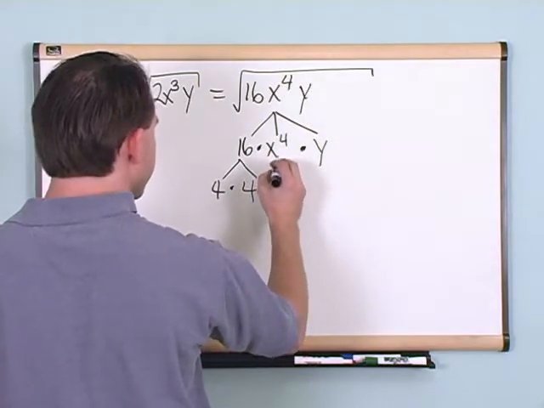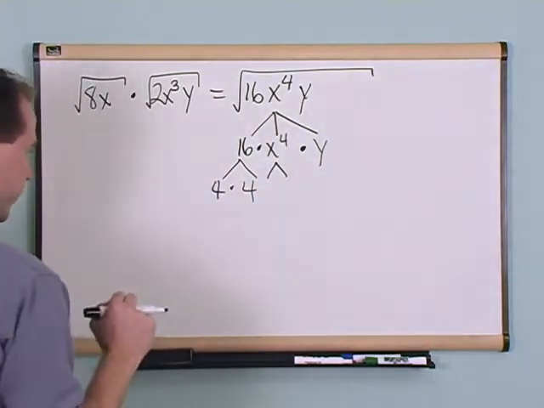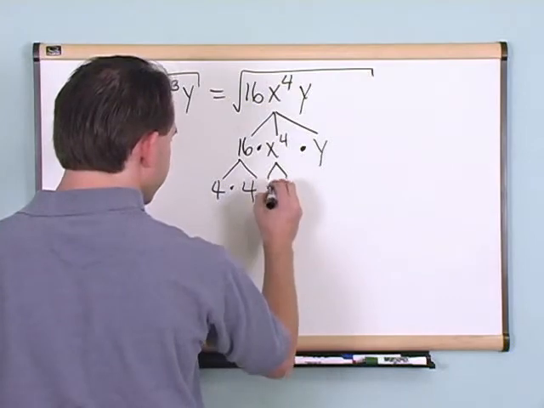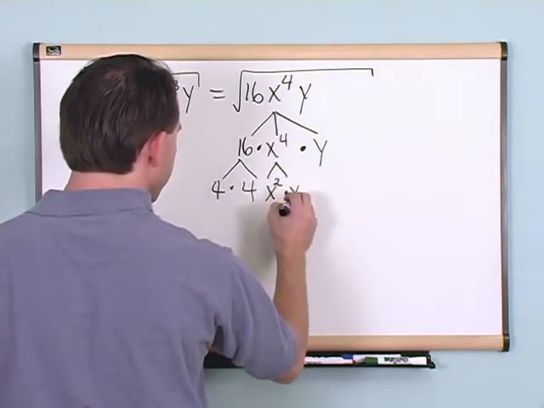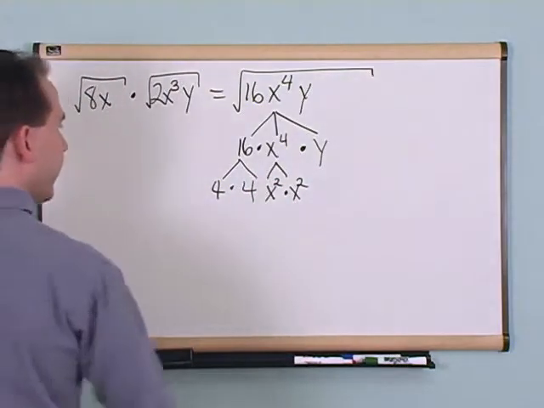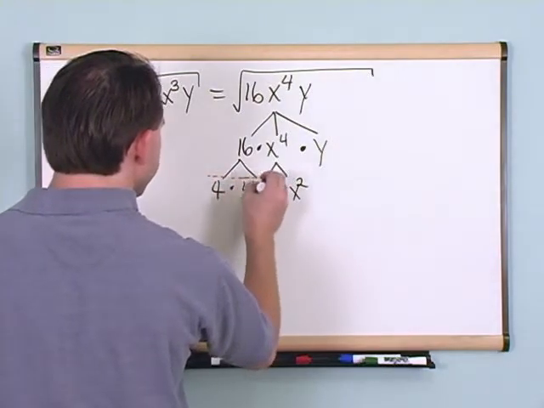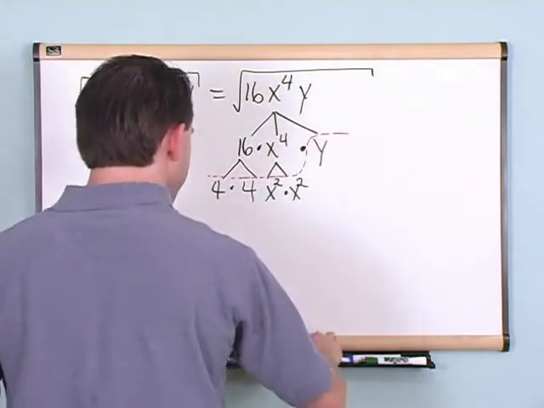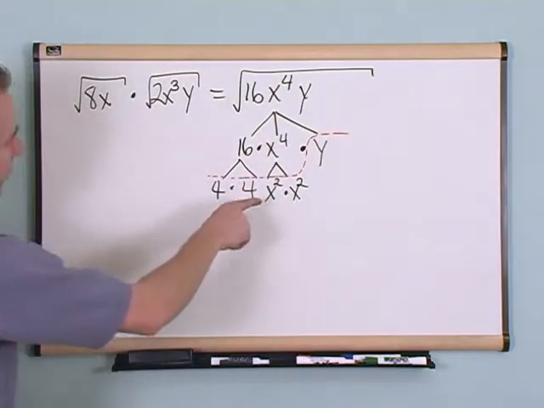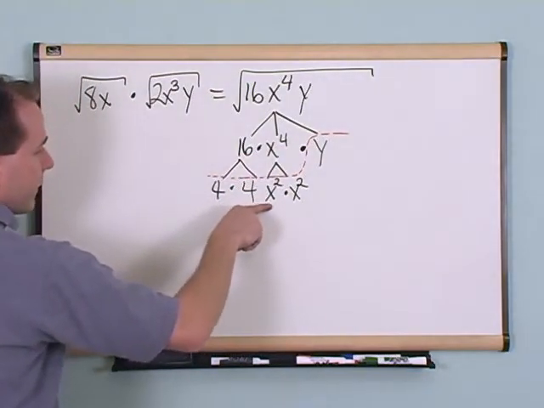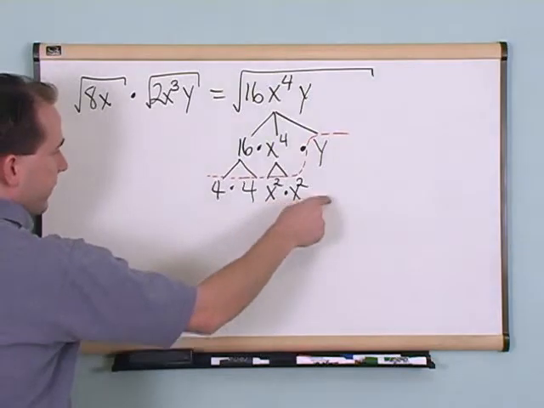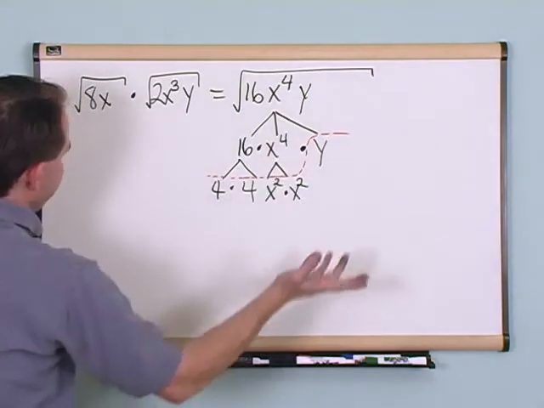X to the 4th, I'm going to show you something a little bit here, is just x squared times x squared. And you can see here that this is the bottom of the tree. Okay? Now, for this x to the 4th term, I could have written x times x times x times x. I could have written x 4 times. That would certainly be fine.